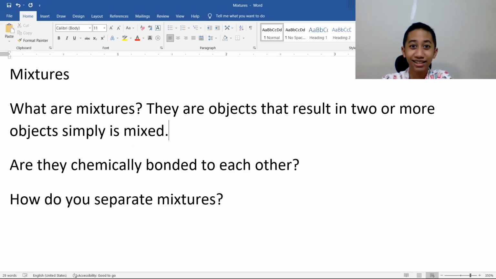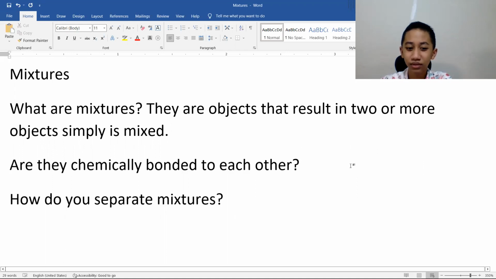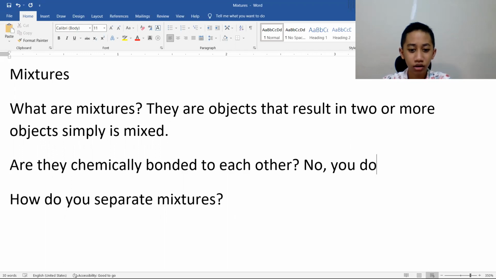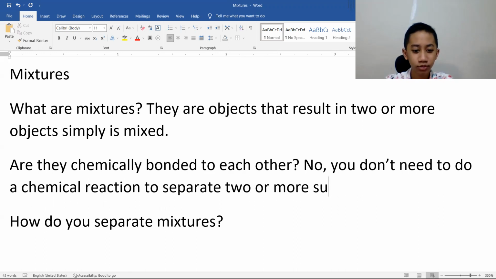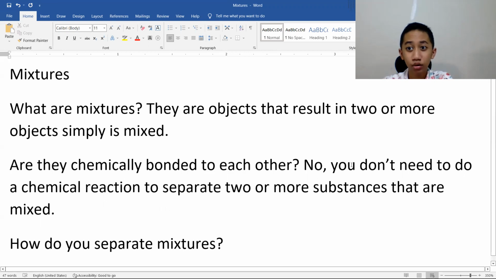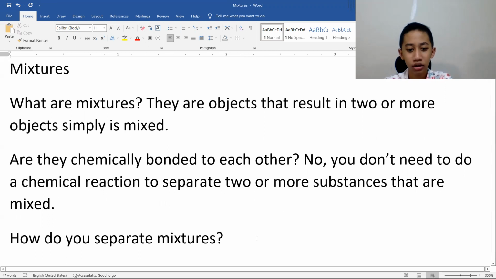And yes, you can separate alloys. Are they chemically bonded to each other? No, you don't need to do a chemical reaction to separate two or more substances that are mixed. So how do you separate mixtures?